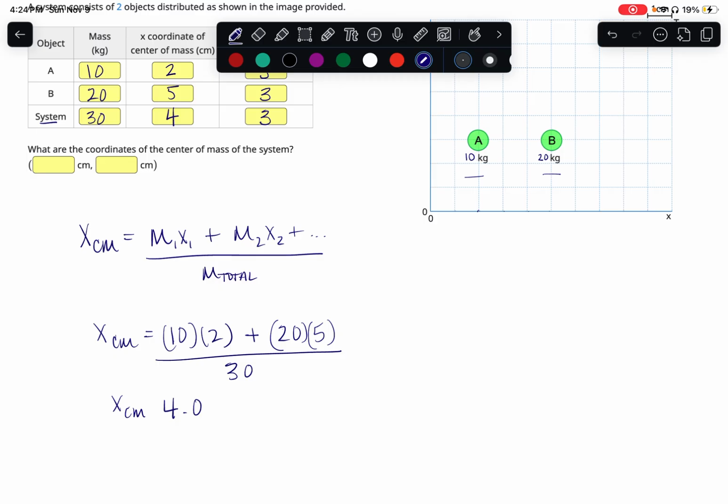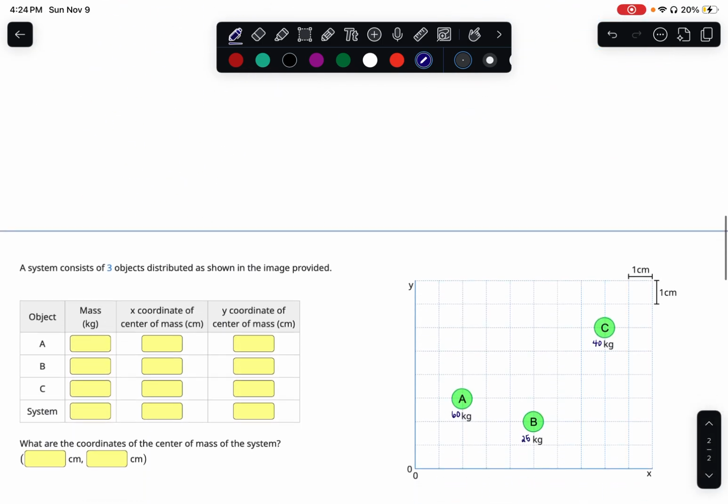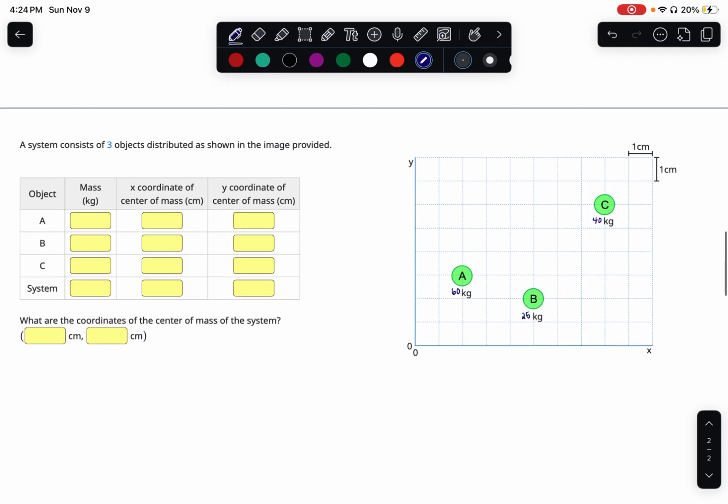The x-coordinates of the center of mass of the system, it's these two here. So 4, and then the y-coordinate is going to be 3. And that's done. If you have 3 objects, it just means you're going to have a little bit more to do.